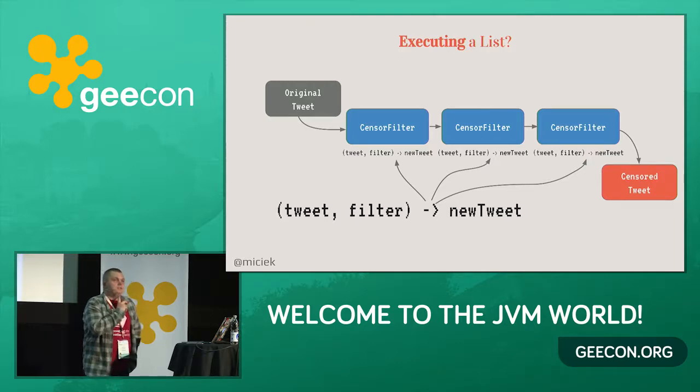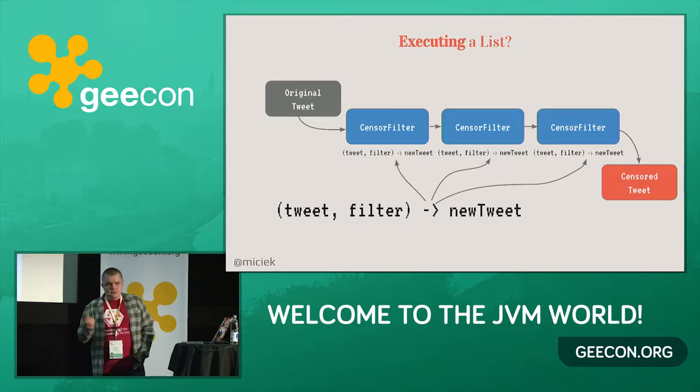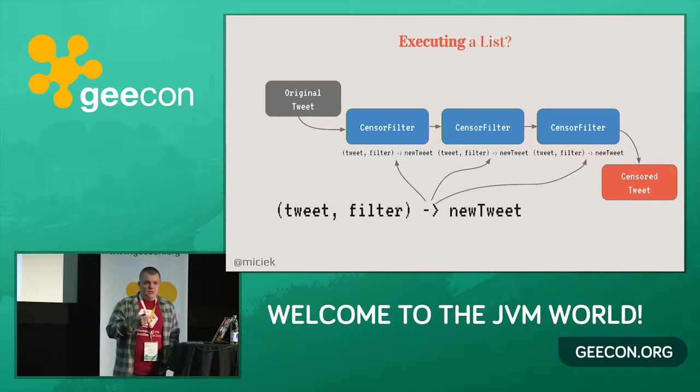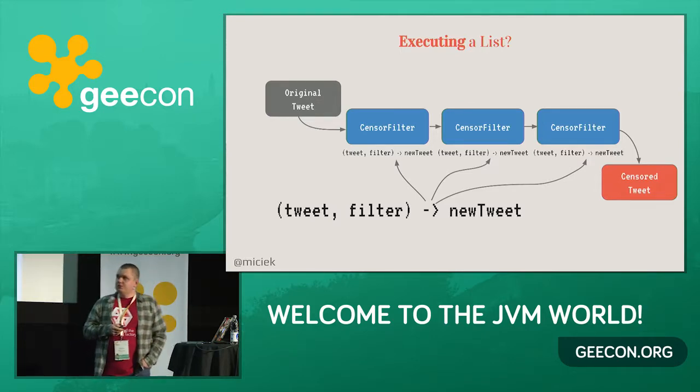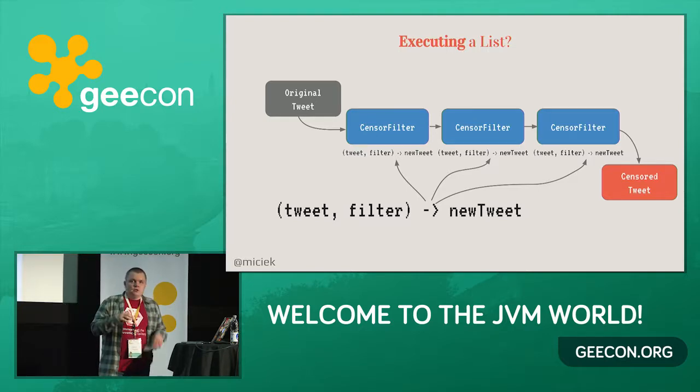What can we do with this piece of data? Can we execute it? Well, we can. In order to execute a list, we need to provide 2 things. The first one is, of course, the initial result value, and the second one is a function that takes 2 parameters and returns 1 value. So the function will take 2 elements and turn them into 1.